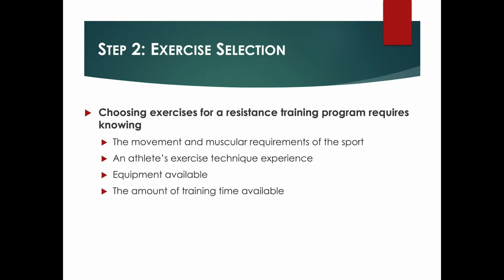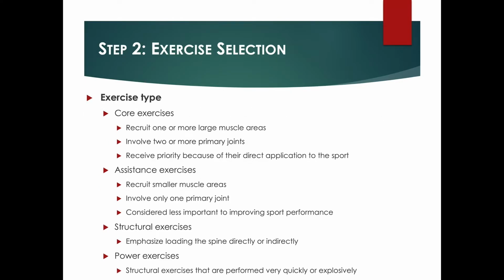Getting into exercise selection. This needs to be chosen based upon the following: the movement and muscular requirements of the sport, an athlete's exercise technique experience, the equipment available, and the amount of training time available. So the main ones you'll be looking at are core and assistance exercises. Core exercises are those that recruit one or more large muscle groups, involve two or more primary joints, and receive priority because of the direct application to the sport.